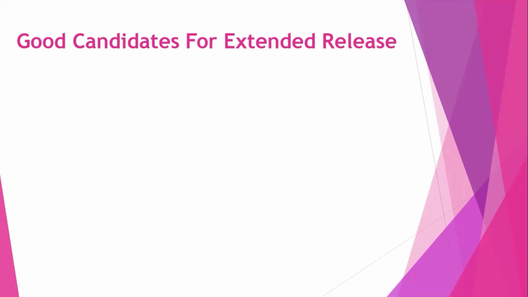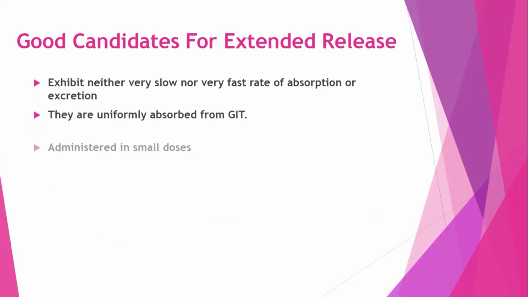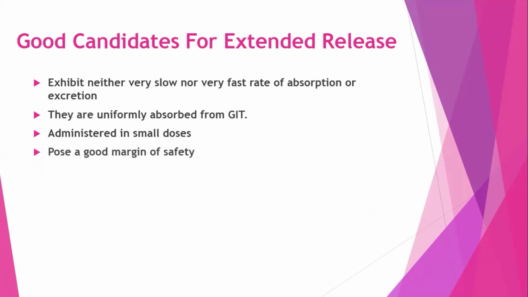But before discussing the techniques, let's briefly discuss the things on the basis of which drugs may be considered for sustained release products. Number one, it exhibits neither very slow nor very fast rate of absorption or excretion. Number two, it is uniformly absorbed from the GIT. Number three, it is administered in small doses and it poses a good margin of safety.